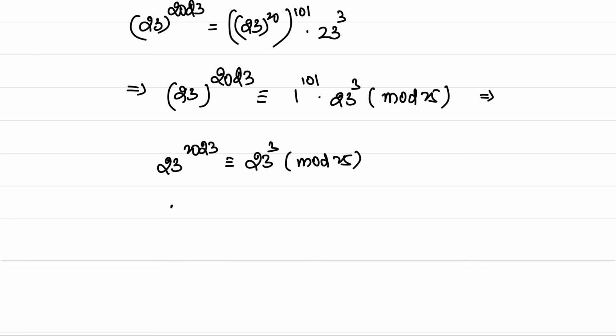What is 23 cubed? This can be easily calculated. 23 into 23 into 23. Please try to calculate instead of going into long jargon. 23 to the power of 3 is 12167. 12167 when divided by 25, because what we are doing is with mod 25.